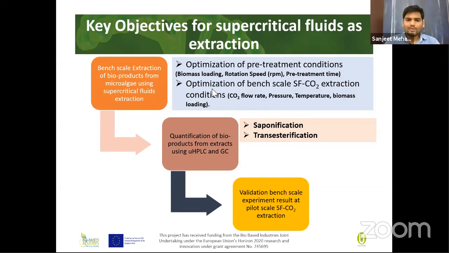While for the optimization of bench scale extraction conditions we optimized CO2 flow rate, pressure, temperature and biomass loading using the ultra HPLC and GC, using saponification, and scaled the results up to pilot scale. So the pilot plant was located in our research center, and we also carried out the extraction of the bioactive compounds at pilot scale.